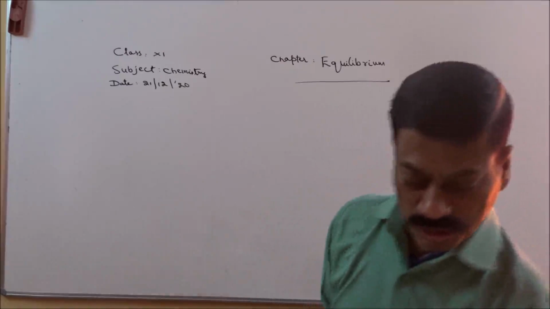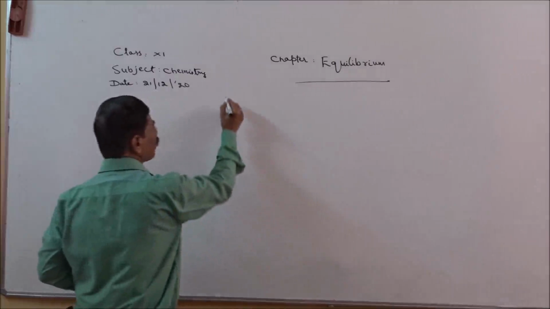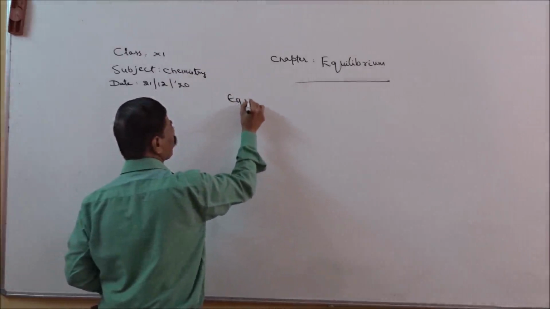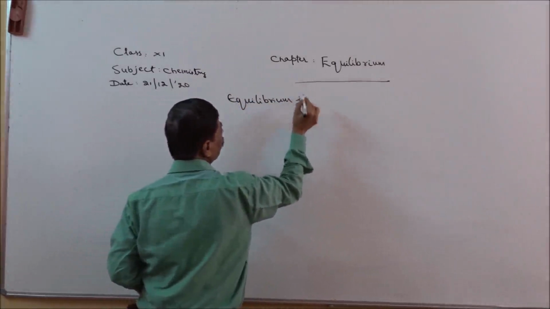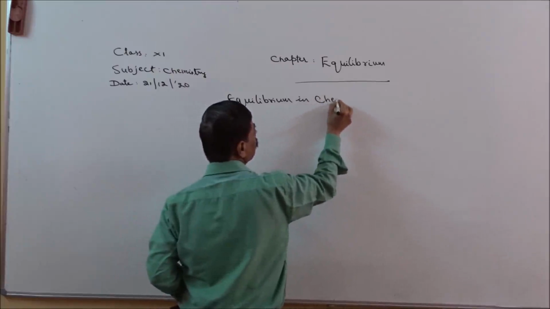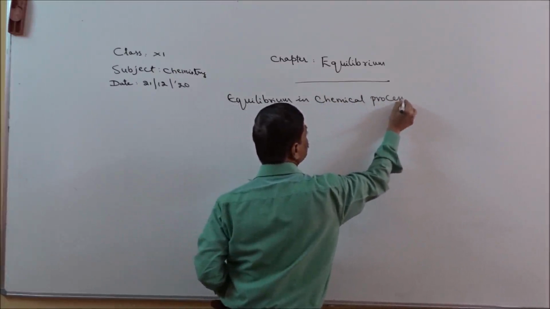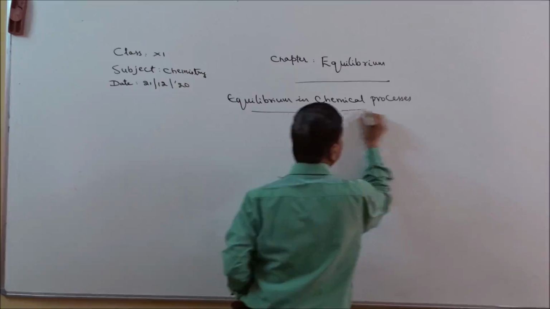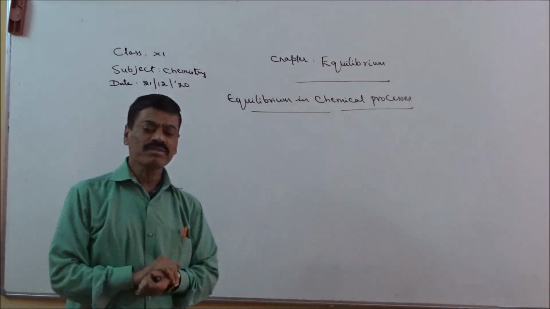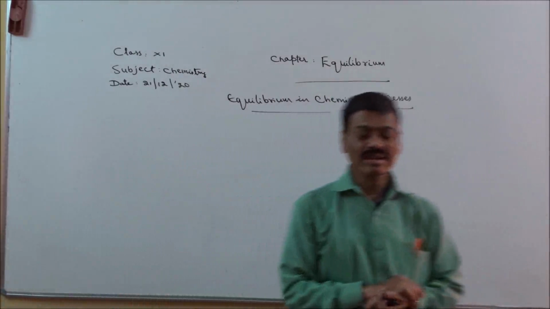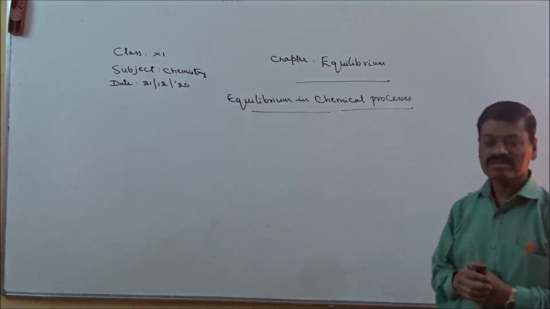Okay, now we'll move to the other type, that is equilibrium in chemical processes. Process means it is a change. Right? Now how is equilibrium achieved in the case of chemical reactions? Let us see, there are many examples. I will give 2 examples.